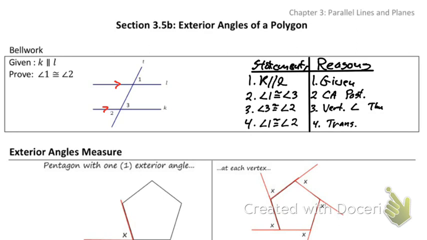Sam, do you have a question on that? Okay. Substitution could have worked for the last step, but transitive is the better of the two.